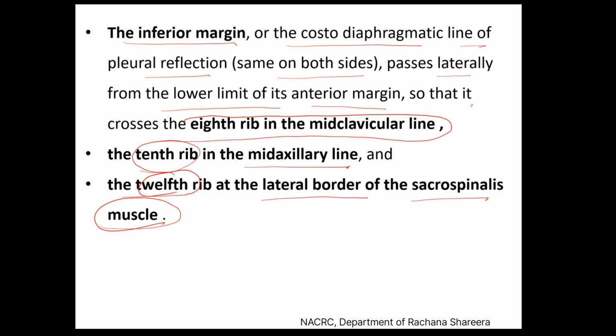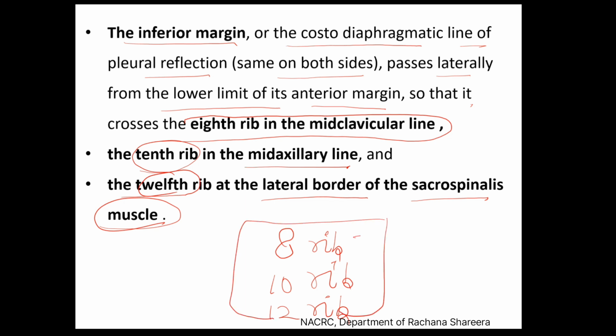So, in the surface marking of the parietal pleura, we remember the points on the lower side, the inferior margin: 8th rib, 10th rib and 12th rib level of the parietal pleura. 8th rib at the mid-clavicular line, 10th at the mid-axillary line, and then on the posterior side, the lateral border of the sacrospinalis where the T12 vertebra, the 12th rib.